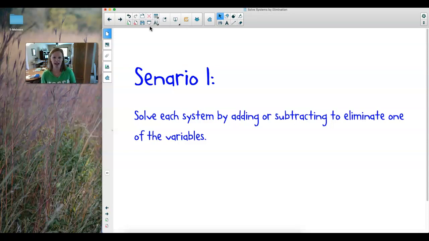Today we're going to look at just using adding and subtracting to eliminate one of the variables. Tomorrow we have to add one more step to that because they're not always set up really nicely to do that. So I'm going to give you really nice ones today. So let's take a look at an example.